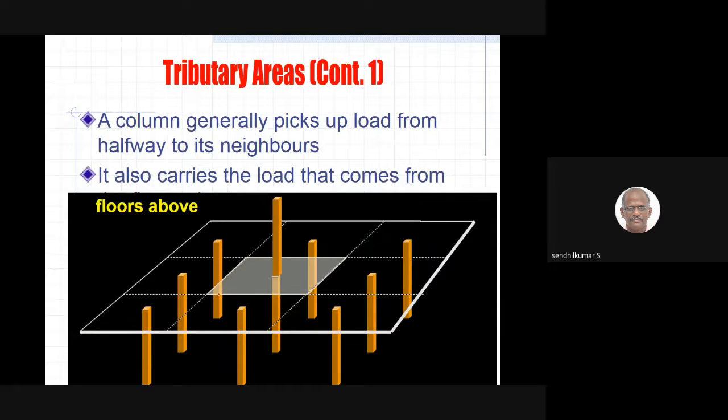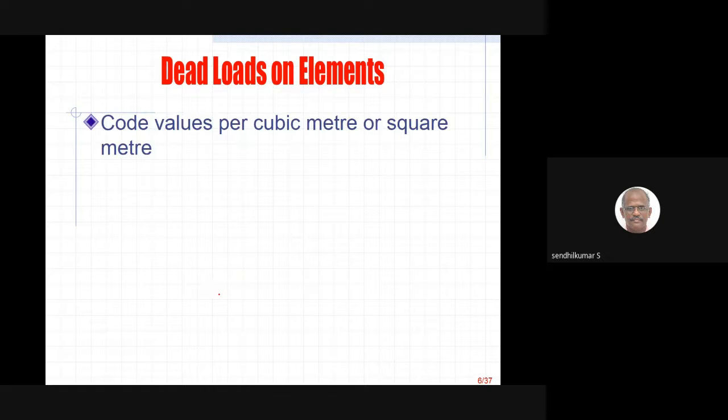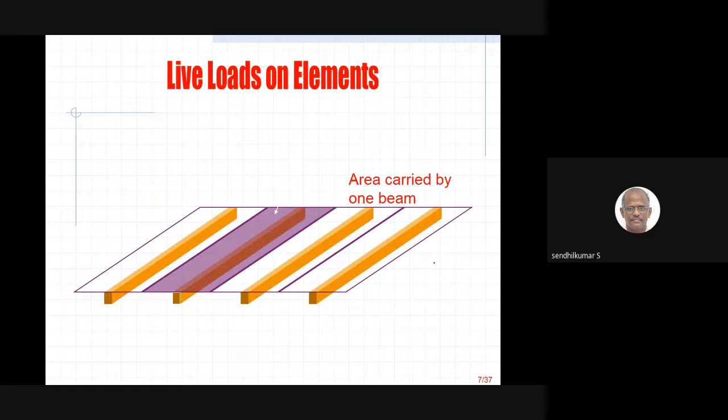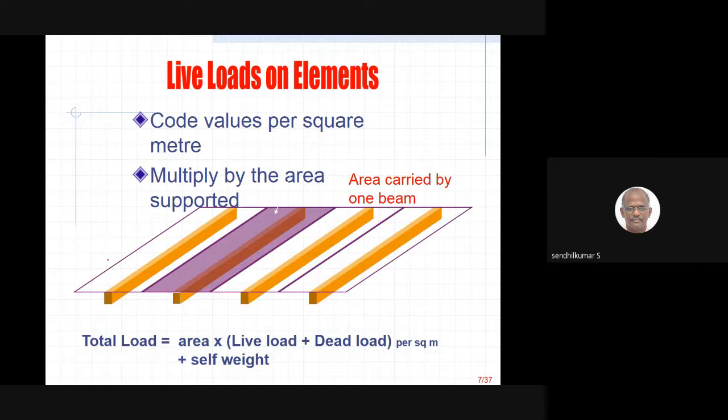So how do we calculate all the loads for this kind of support condition? Assume we are placing a dead load on a beam on a support. We calculate the volume and multiply it by the weight per cubic meter, which gives you the load. The total load of the entire beam equals the area times the live load plus dead load, and in addition to this we will have the self weight.